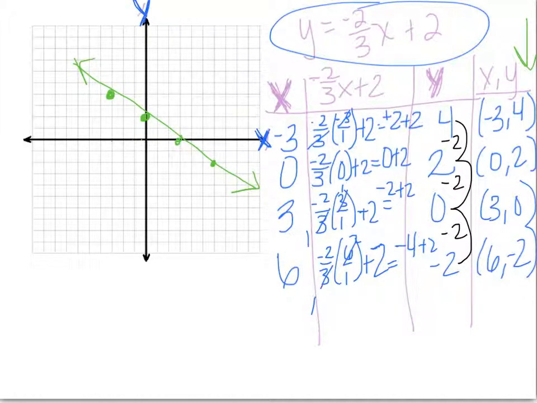So you can try your exit slip. You're going to have 2 different problems of rearranging, and then you're going to have one like this last example of solving for y and then creating 4 ordered pairs. So go ahead and do that now.